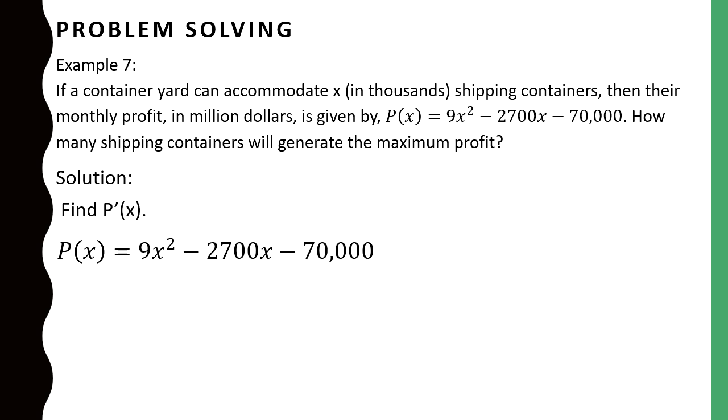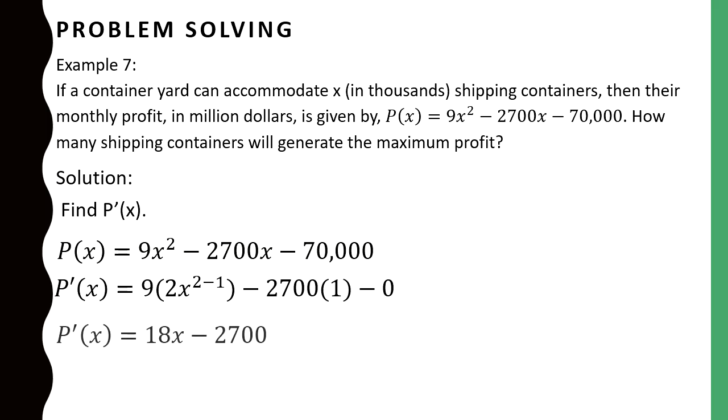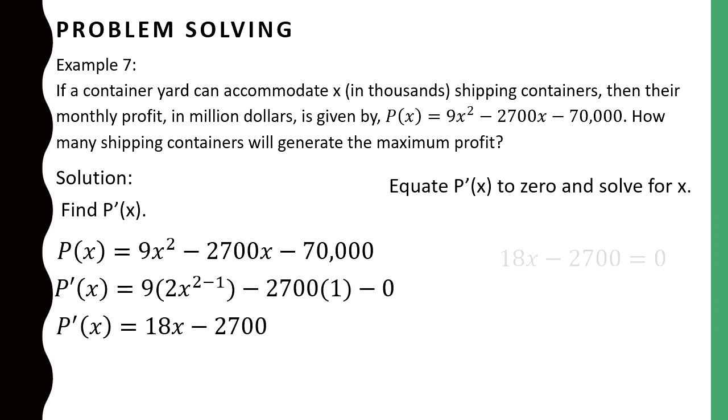And P of x is 9x squared minus 2,700x minus 70,000. Derivative of that is 9 times 2, x raised to 2 minus 1, minus 2,700 times 1, minus 0. Simplify, we get 18x minus 2,700. Again, to solve for x, we equate 18x minus 2,700 to 0.